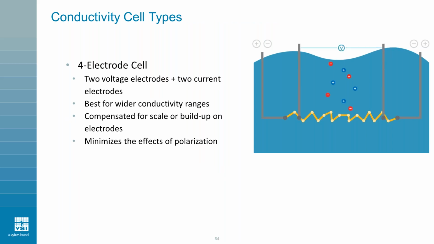The four-electrode conductivity cell has a drive electrode pair in addition to the sense electrode pair. Think of the pair in the middle as dedicated independent voltage electrodes. This design compensates for coating and buildup, which makes it relatively unaffected by polarization. These cells usually have a wider measurement range, but may not be quite as accurate as the two-electrode cells in ultra-pure or low conductivity solutions.